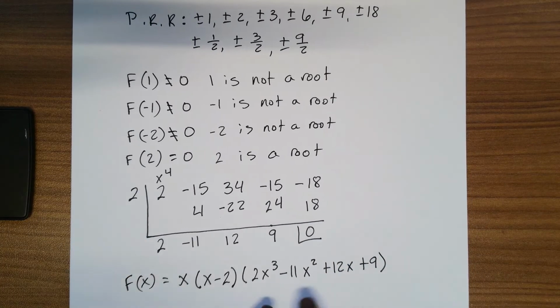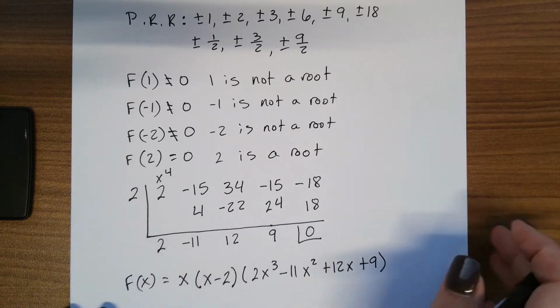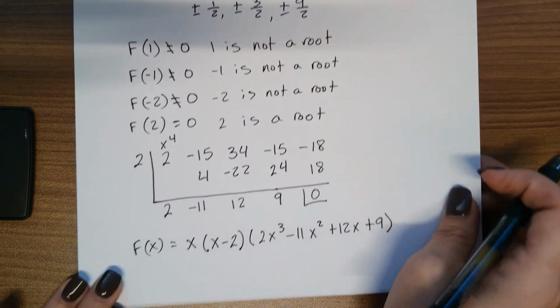And so I'm going to look at my cubic now and see, can I factor it? I do have 4 terms. So is it groupable? Negative 11 over 2 is not equal to 9 over 12, so it's not groupable. So I need to continue on looking for roots.